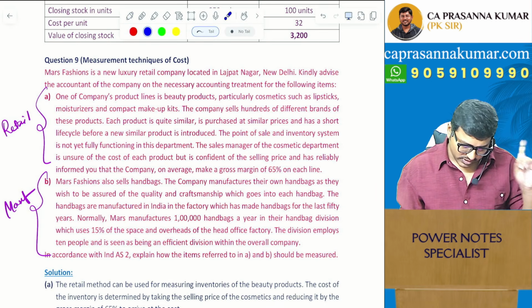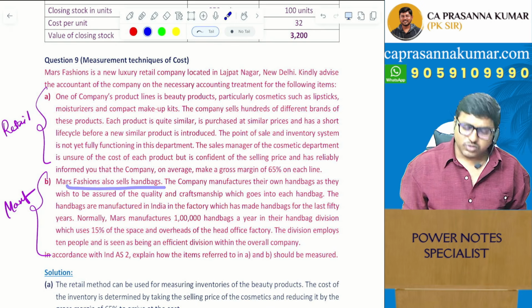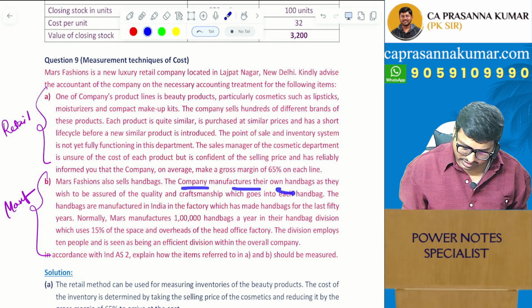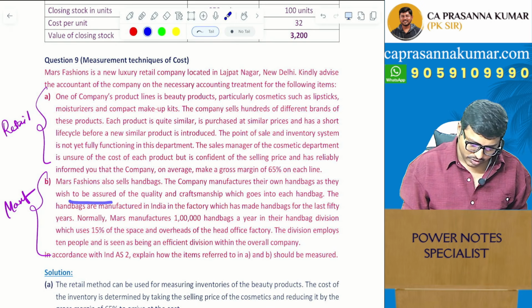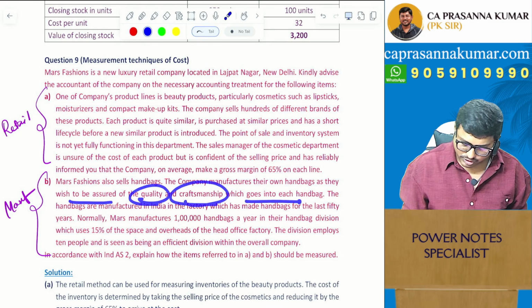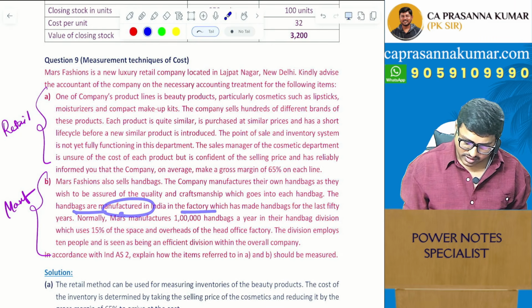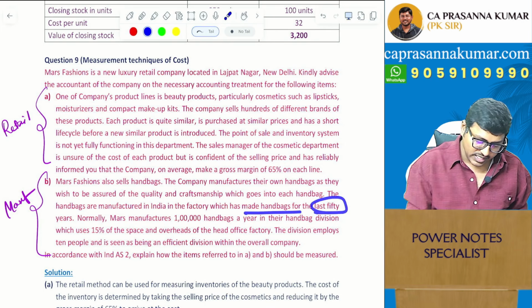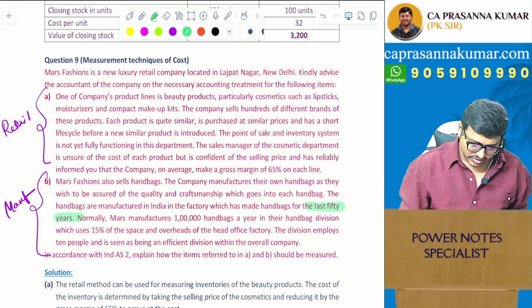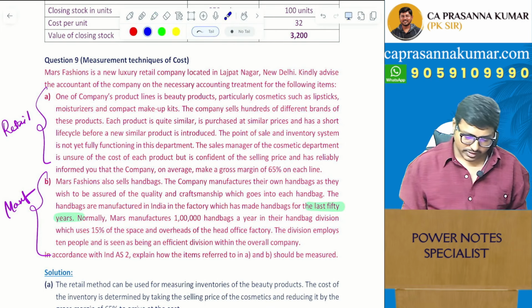So now let's see what's happening. Mars Fashions also sells handbags. The company manufactures their own handbags as they wish to be assured of the quality and craftsmanship which goes into each handbag. The handbags are manufactured in India in a factory which has made handbags for the last 50 years. So indirectly he's trying to say that they are consistent in what they're doing.